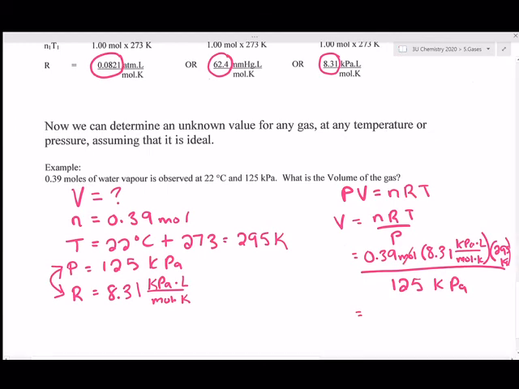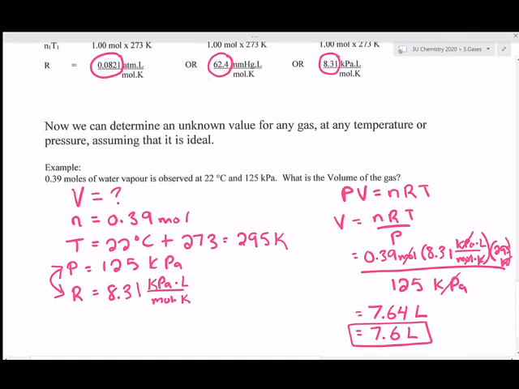Moles is going to cancel with that mole on the bottom. Kelvin is going to cancel with that Kelvin on the bottom. That kilopascal on the top is going to cancel with that kilopascal on the bottom. We're left with liters, which totally makes sense, being as we're solving for a volume. So 7.64 liters is what you should get. We're only allowed 2 sig digs tops, so 7.6 liters.